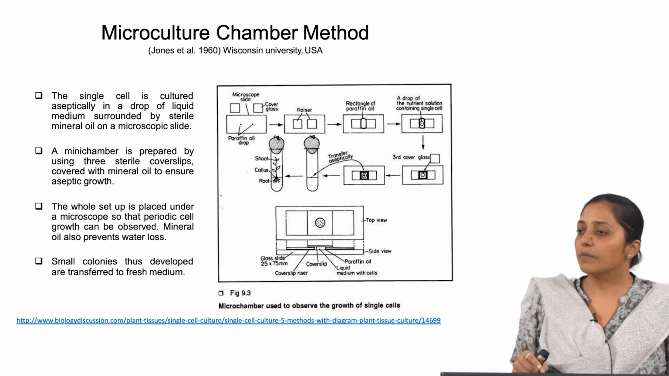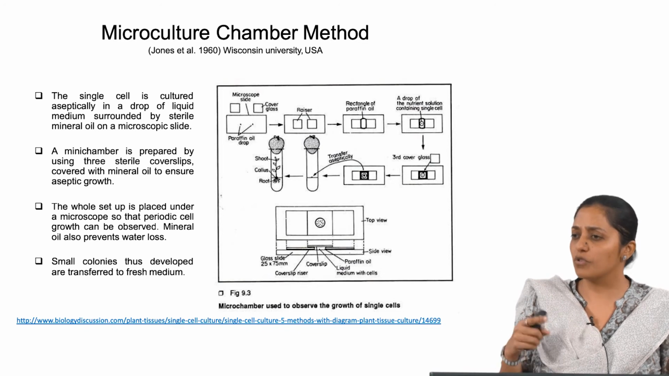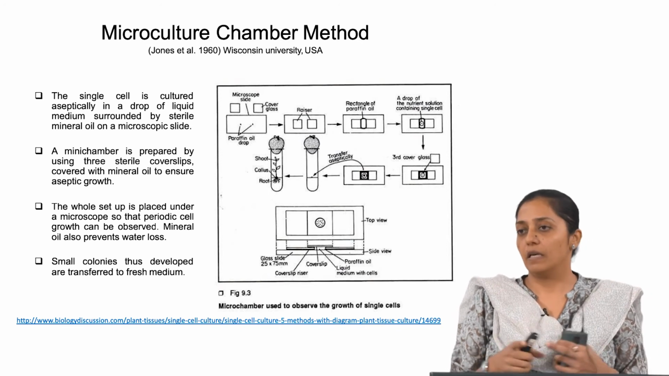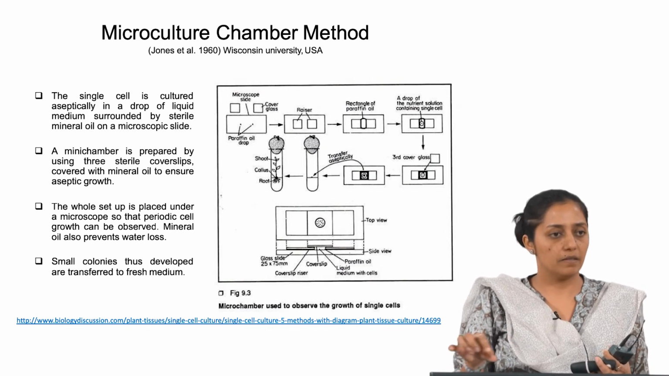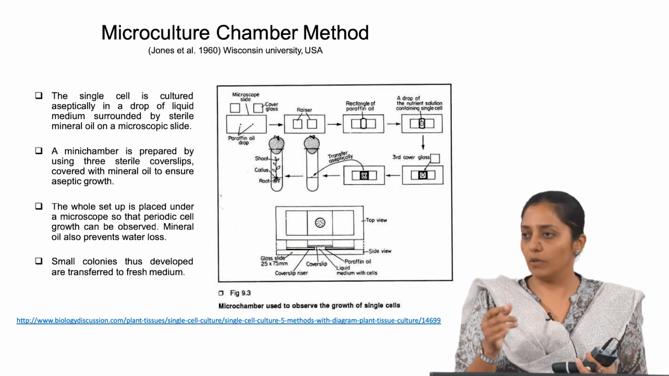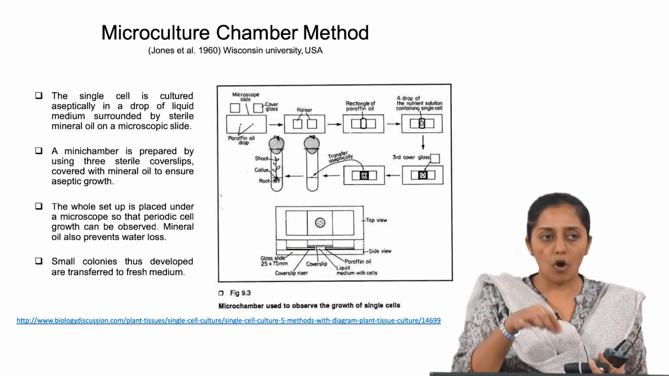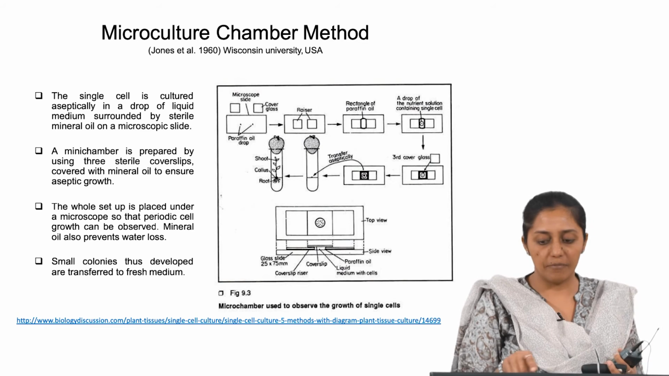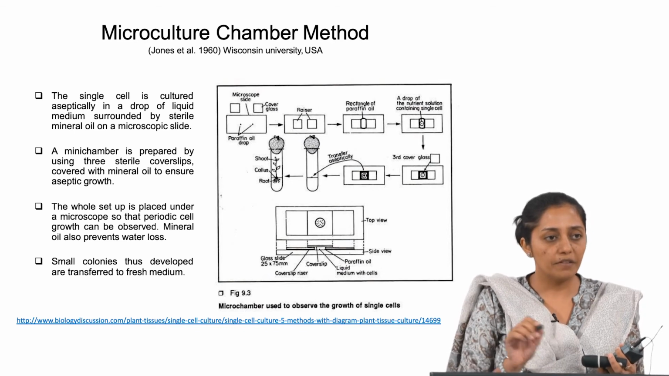Now, another way of carrying out this single cell culture technique is the micro culture chamber method, which used to be used and can be used even now, in which you use a sterile petri dish. On that sterile petri dish, you put paraffin oil, and then you make use of sterile cover slips. I hope you know what cover slips are. Now, take 3 cover slips. 2 cover slips, when they are put on top of that glass slide with the oil, will form this gap which is shown here, this gap between the 2 cover slips.